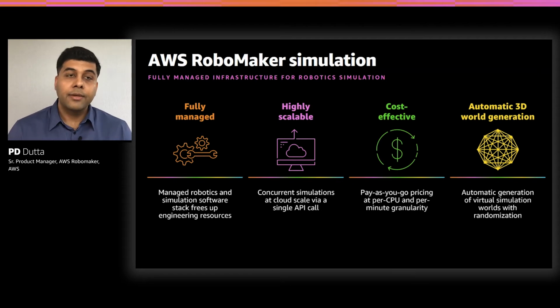So second, RoboMaker provides a single API, the RoboMaker Batch API, to run hundreds of concurrent simulations. Third, with the pay-as-you-go pricing, you're only paying for the simulation resources that you use. And it's measured at a minute's granularity.